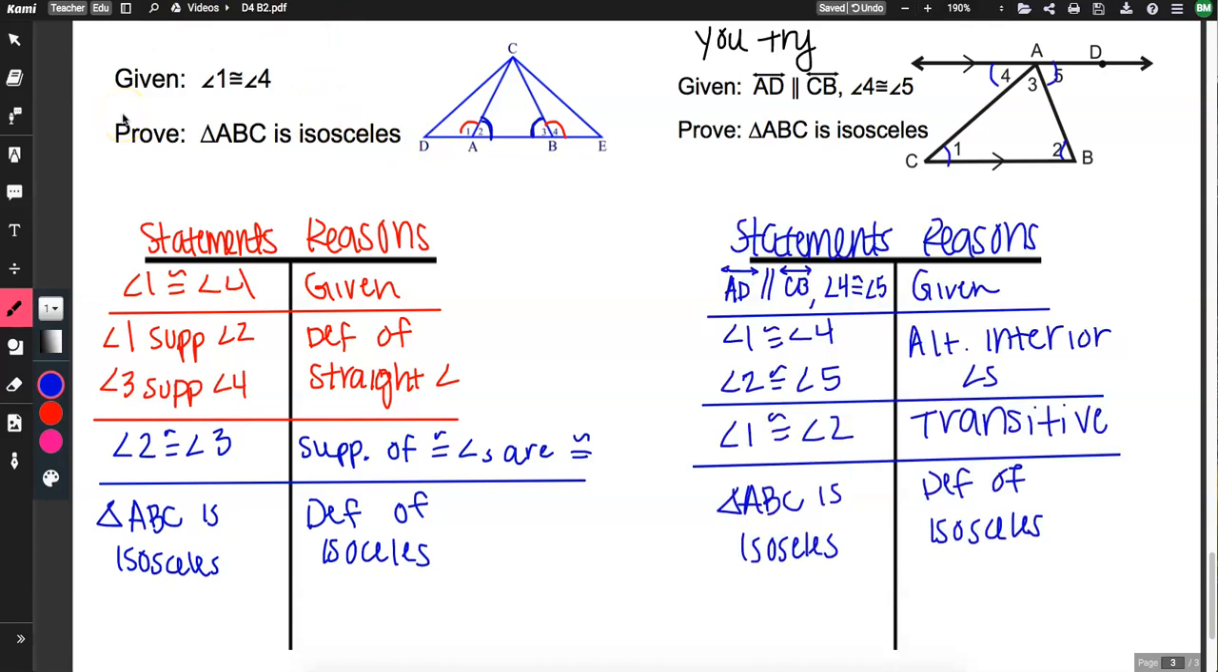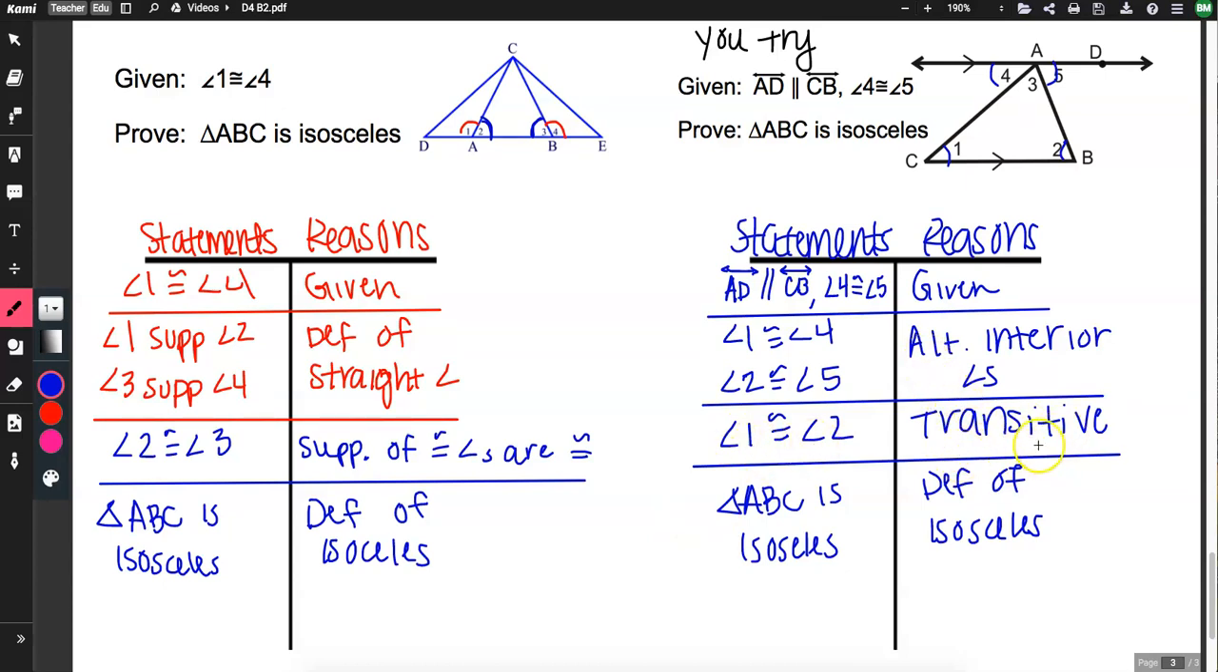All right, here's my final proof. So again, always start with the given statements. I'm trying to show that triangle ABC is isosceles. I notice that if the lines AD and CB are parallel, then I have some pairs of alternate interior angles. The given statement told me that angle 4 and angle 5 are congruent, so I can use the transitive property then to show that angle 1 and 2 are congruent.